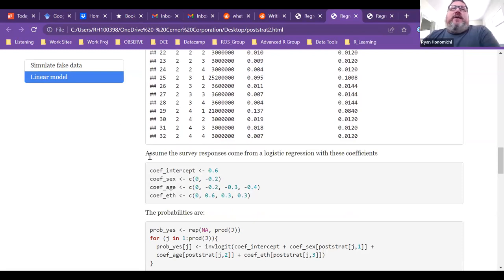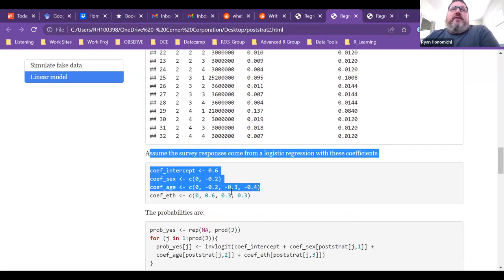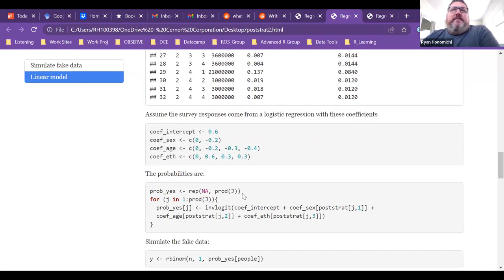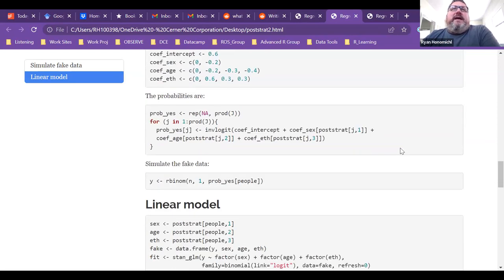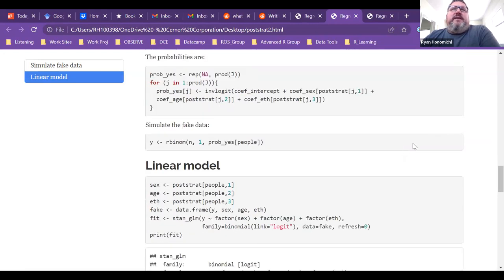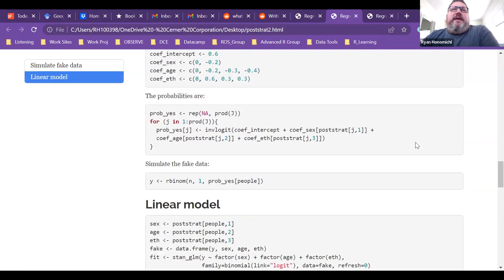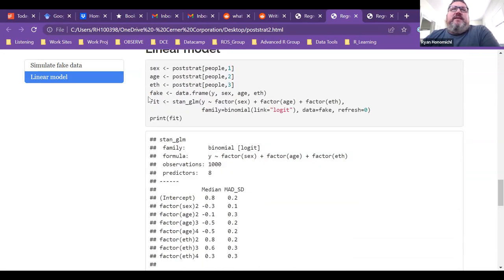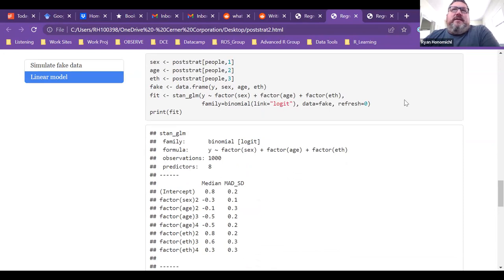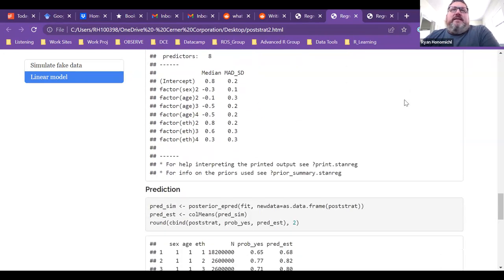Yeah. And then, here's another one. Assume that the survey responses come from these coefficients, I guess. I just don't know how we got these numbers. This is kind of what bugs me, but whatever. So then it gives us the probabilities, and then we can take these and fit them to a model, I guess. And what's that?